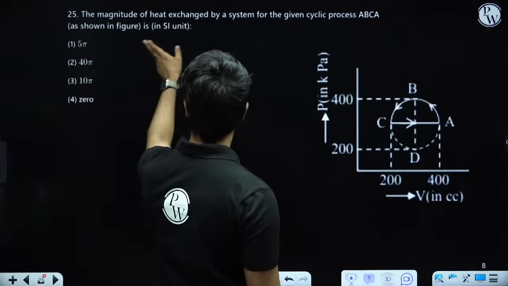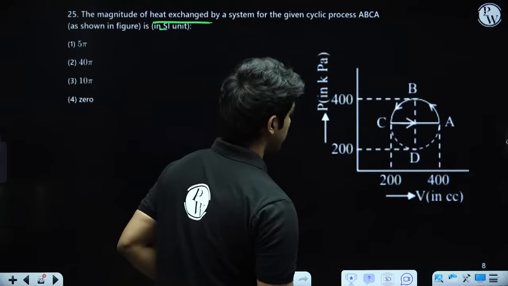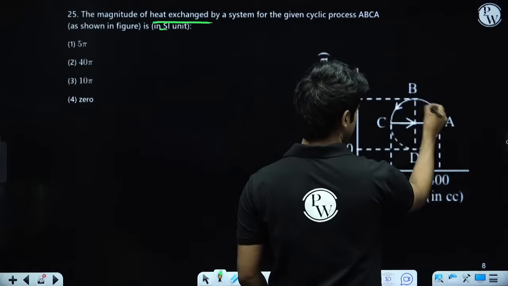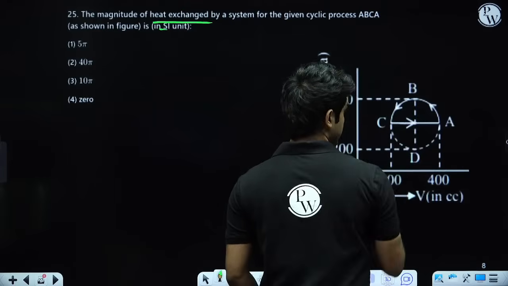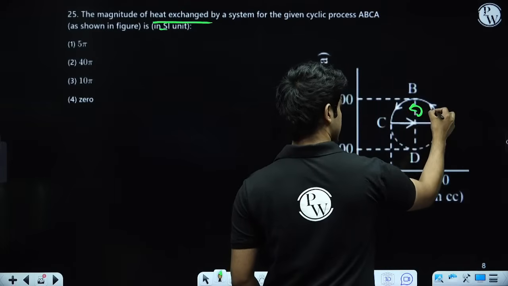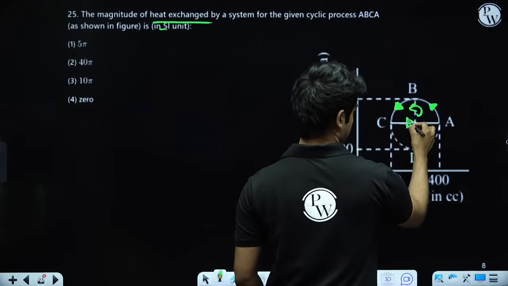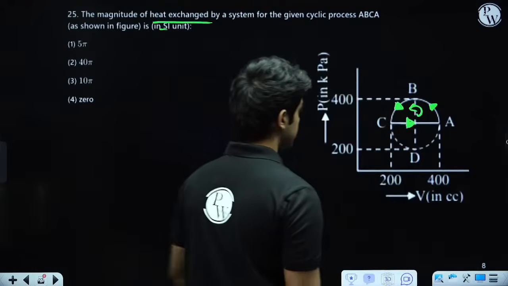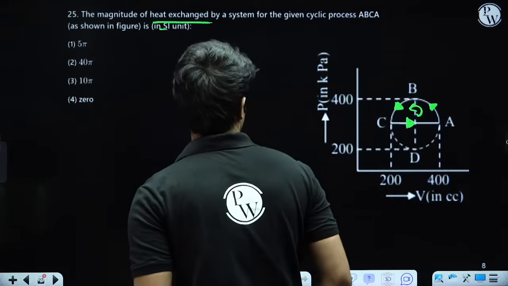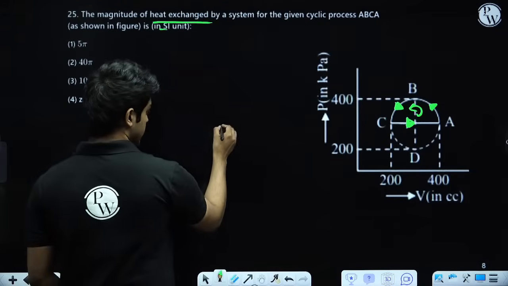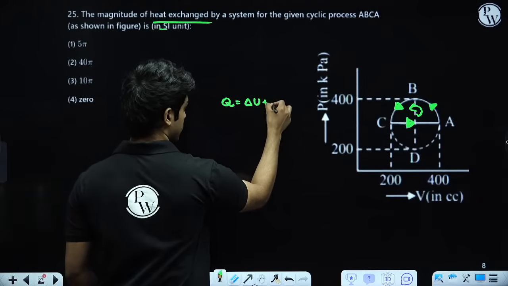So we have another process. We have to find the magnitude of heat exchanged. Q is what we have to find. A to B, B to C, and C to A. So the first thing is, this is a counterclockwise process. We also saw in the last lecture that whenever we have a counterclockwise process like this, the net work done is negative. We have to find the magnitude of heat exchanged. So Q is just a simple application of the first law. Q equals delta U plus work.